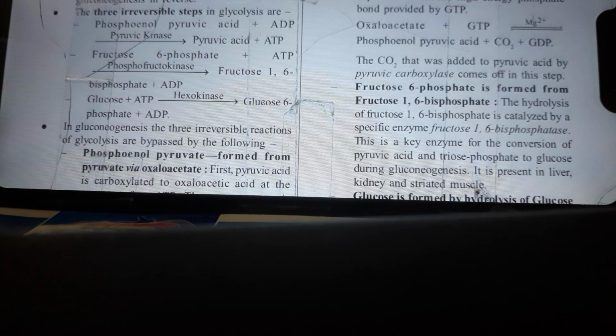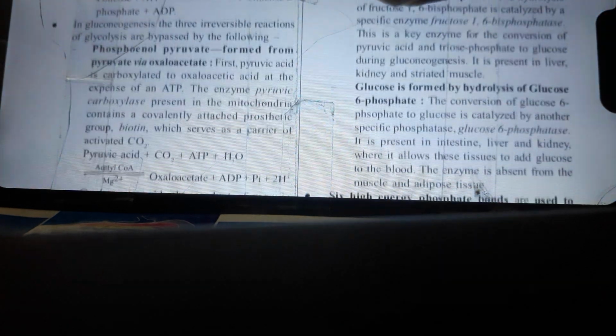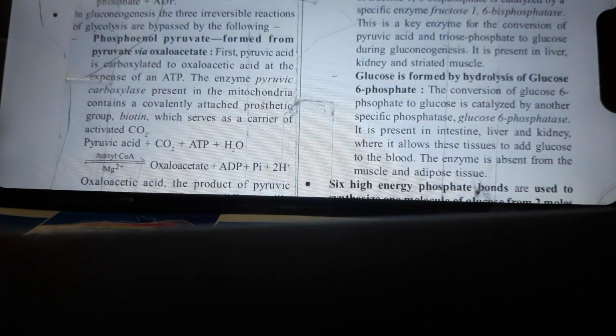The 3 irreversible steps in glycolysis are: phosphoenol pyruvic acid plus ADP in the presence of pyruvate kinase giving pyruvic acid plus ATP; fructose 6-phosphate plus ATP in the presence of phosphofructokinase giving fructose 1,6-bisphosphate plus ADP; and glucose plus ATP in the presence of hexokinase giving glucose 6-phosphate plus ADP, which I've all explained to you long back. It's a good repetition for you NEET students.